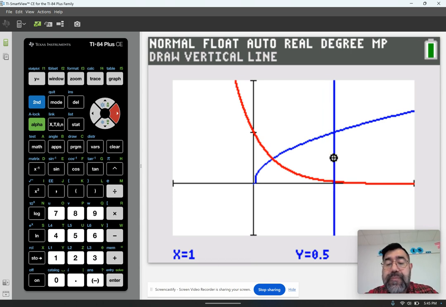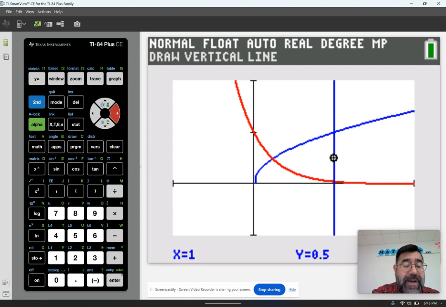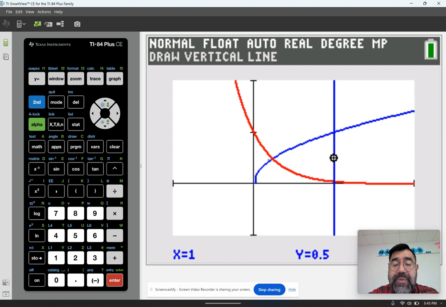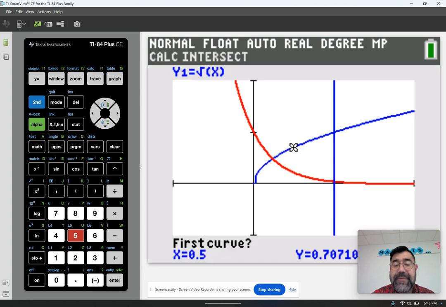There you go. So we're talking about this shaded region, right? Oh, but we just needed to find the intersection point. So I could have done that without setting this up. Okay, well, let's go to second trace, find the intersection point, option number 5. Move a little bit closer to where you think the intersection point is.